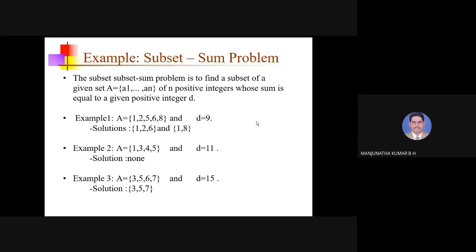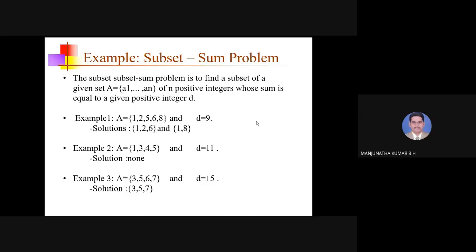For example, if A is 1, 2, 5, 6, 8, a set of 5 positive integers, and d is given as 9. I can generate 2 to the power of n subsets. Here I have 5 elements. 2 to the power of 5 is how much? So 32. Yes, 32 subsets I can generate.